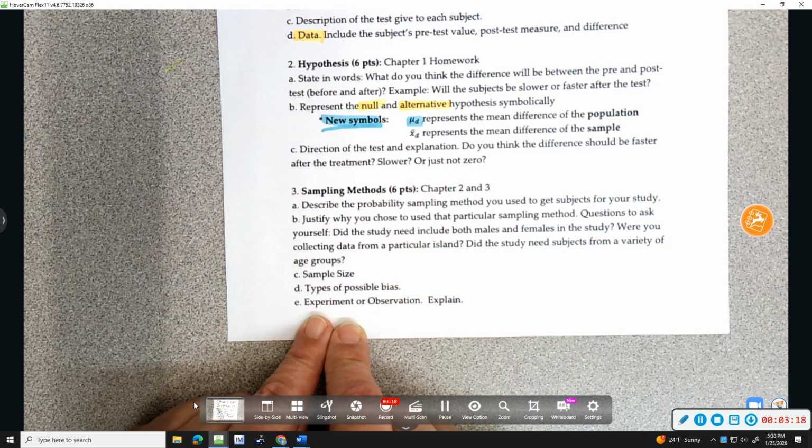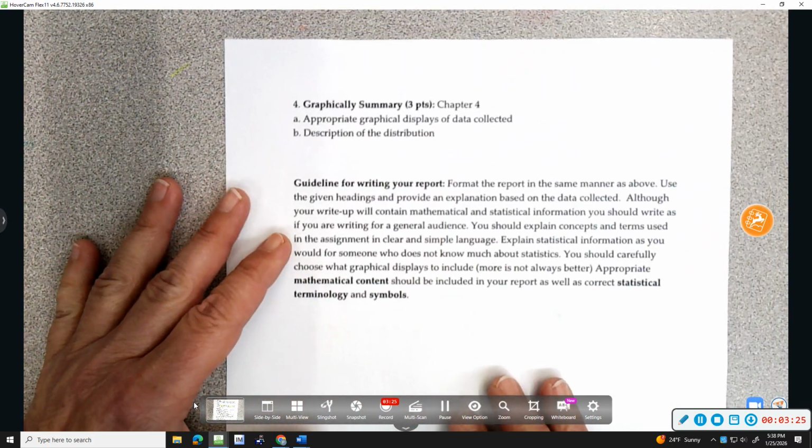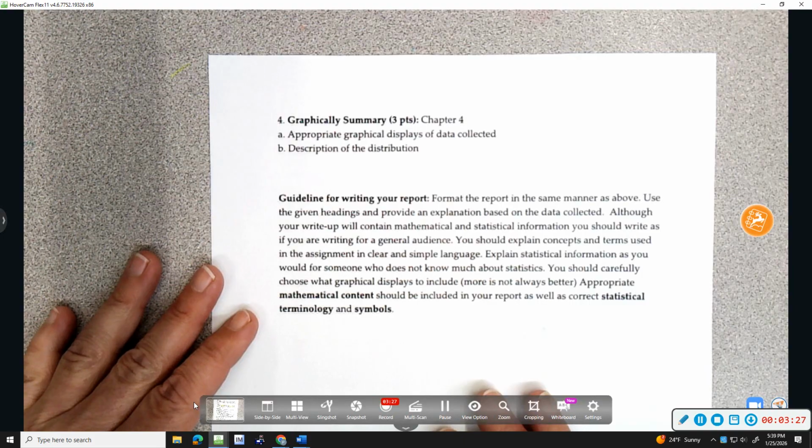Any types of bias that you might think might be happening. Was it an experiment or observation? I've been saying it's an experiment all along. Why are we calling it an experiment and not just an observation?